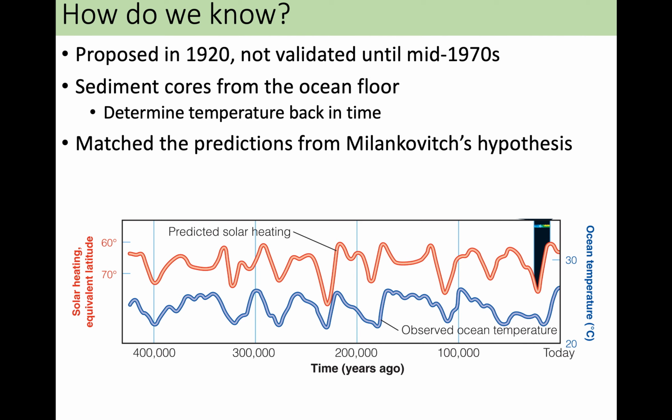So we're able to match the temperature changes with the predicted changes in heating coming to the Earth from these Milankovitch cycles, and it matched very, very well. So it proved that the Milankovitch cycles are true, and they do have a big influence on the input of solar heating that we get, and therefore the temperature on Earth.